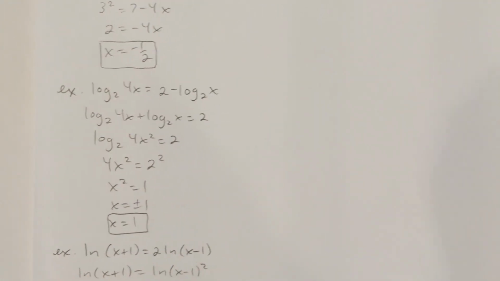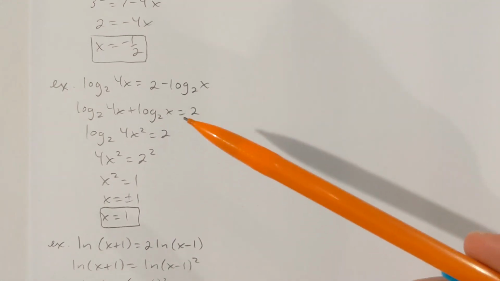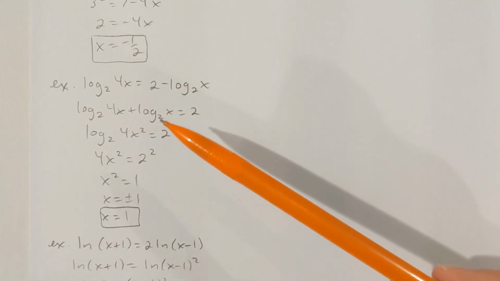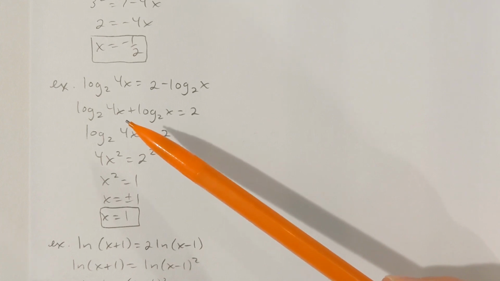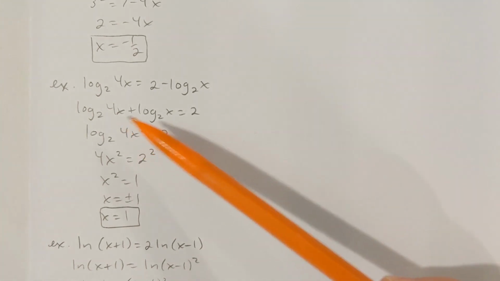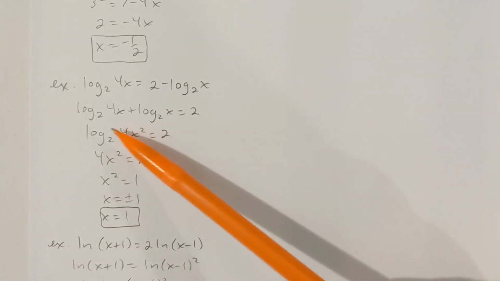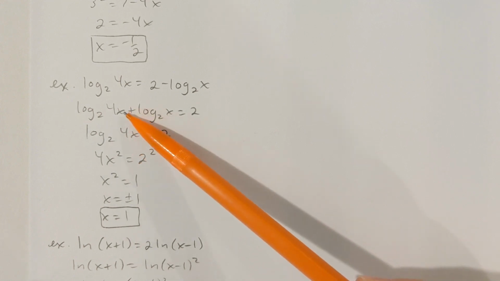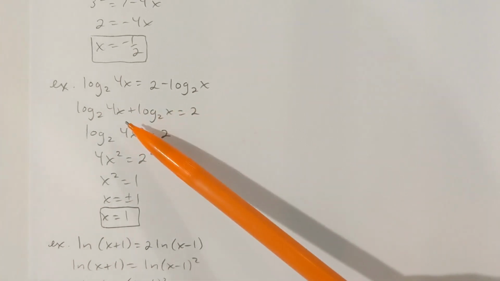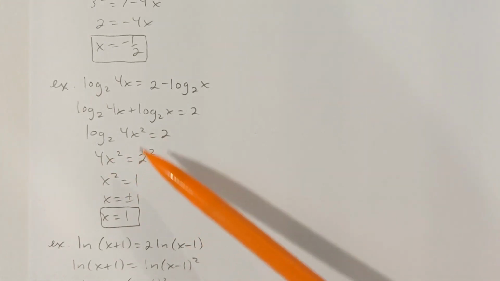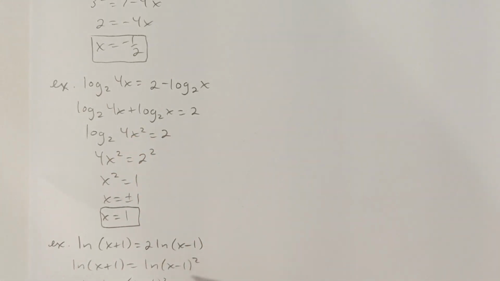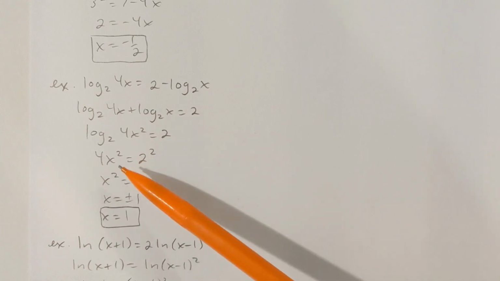Okay, here's another one. Same deal, solve for x. So with this one, let's get the logarithms on the same side. I've got the same base, so I can combine these into a single logarithm by multiplying the inner terms. 4x times x is 4x squared. And then I'd say at this point, why don't we lose the logarithmic notation? We'll convert this to an exponential.